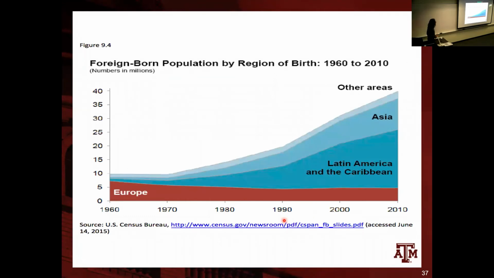And here, another graph to show the foreign-born population by region of birth. The red area here shows the numbers in millions. The overall number of immigrants in the US born in Europe declined in absolute numbers, and the overall number of immigrants born in Latin America and the Caribbean increased over time between 1960 and 2010, and the same for Asia. But of course, the increase was much higher from Latin America and the Caribbean than from Asia, as we saw in the previous table.